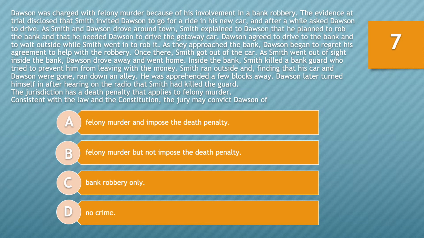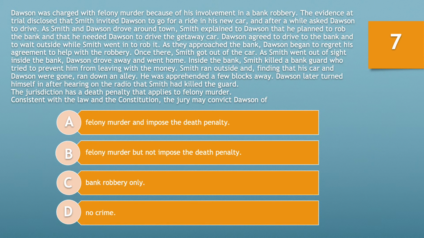Let's move on to question number 7. Dawson was charged with felony murder because of his involvement in a bank robbery. The evidence at trial disclosed that Smith invited Dawson to go for a ride in his new car, and after a while asked Dawson to drive. As Smith and Dawson drove around town, Smith explained to Dawson that he planned to rob the bank and that he needed Dawson to drive the getaway car.